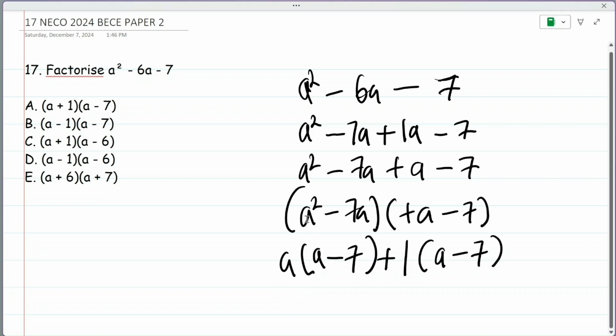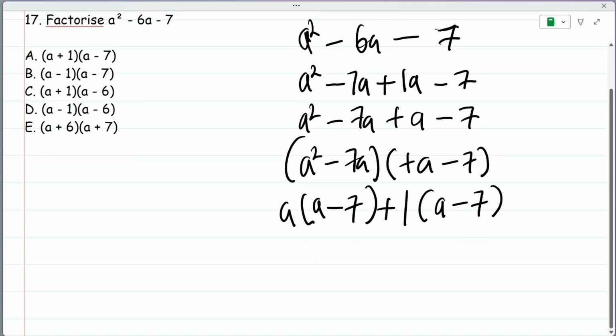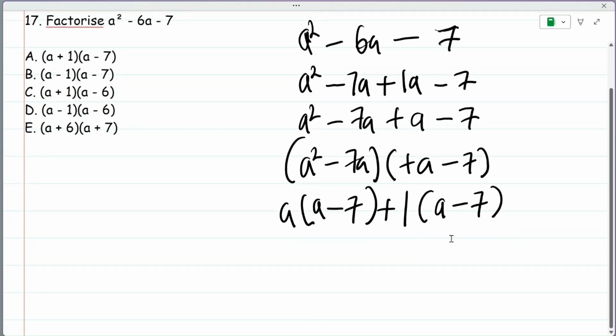Watch, a times a is a squared. A times minus 7 is minus 7a. You are still on the right path. The next thing you have to do is to bring out one of these common a minus 7s in the bracket. So you have a minus 7, close bracket.